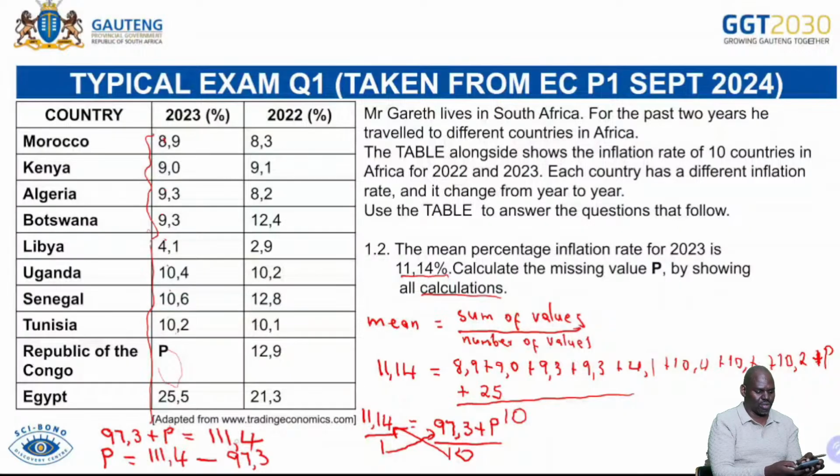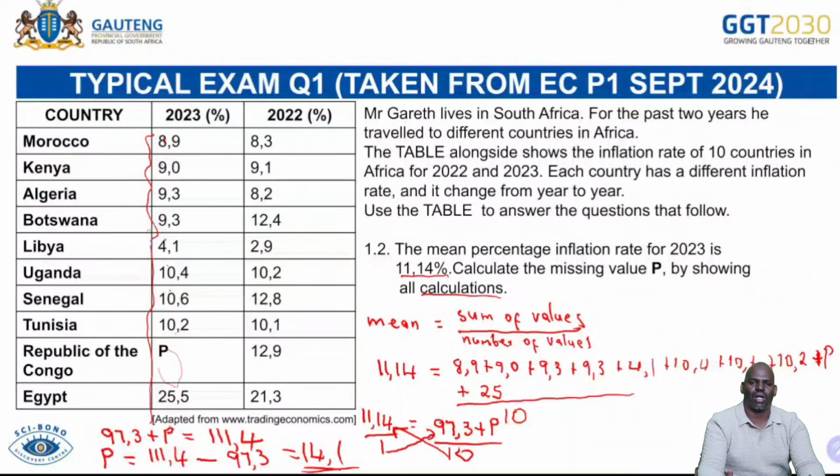Then if I take the calculator, 111.4, and then I subtract 97.3, I get 14.1. So the value of P is 14.1.